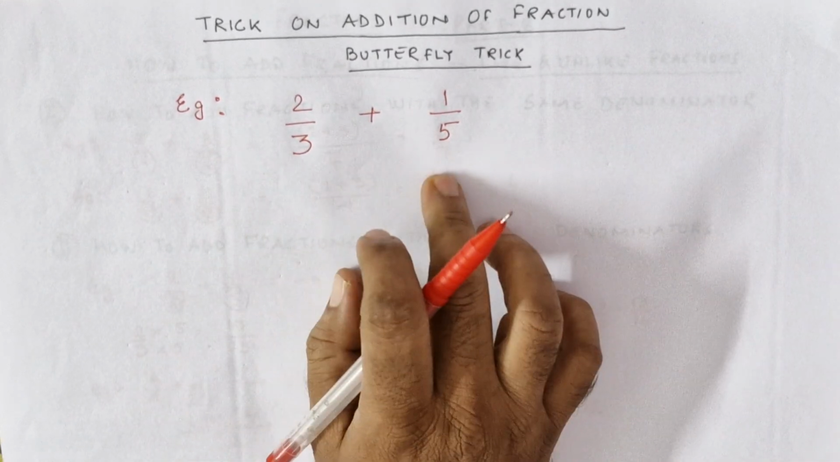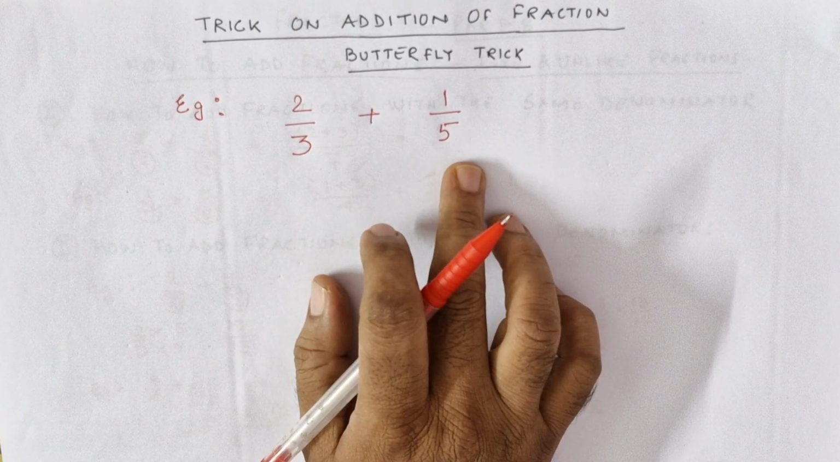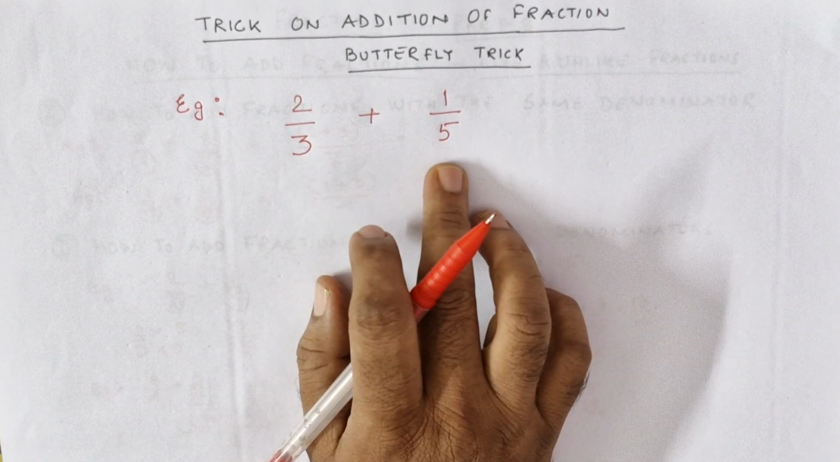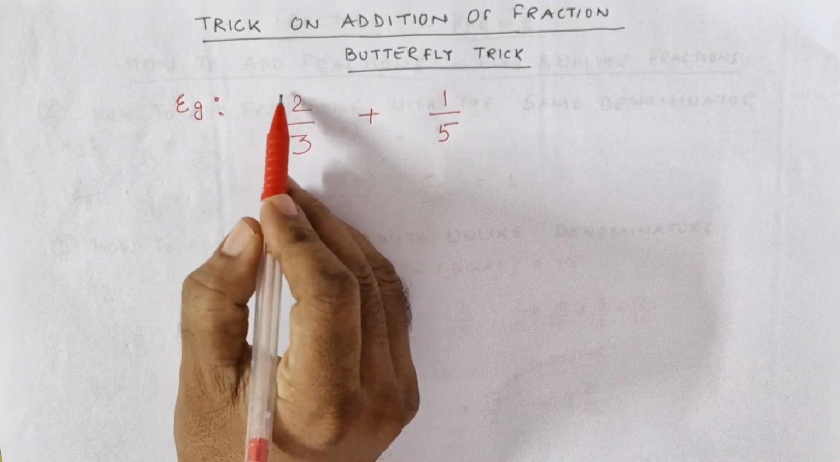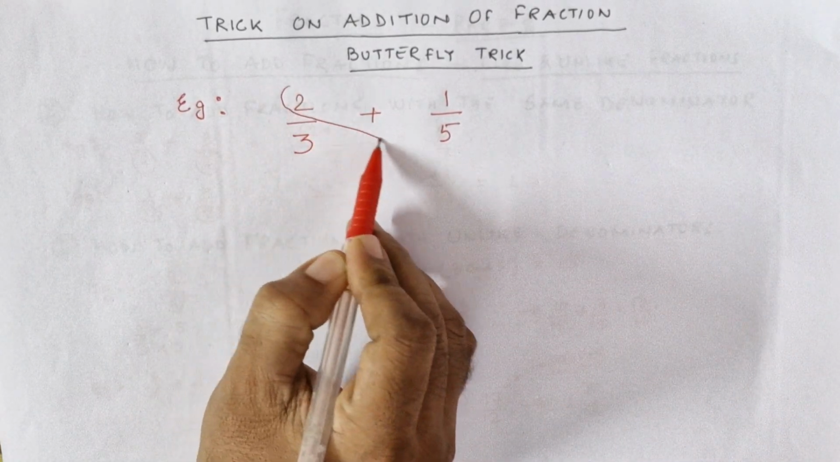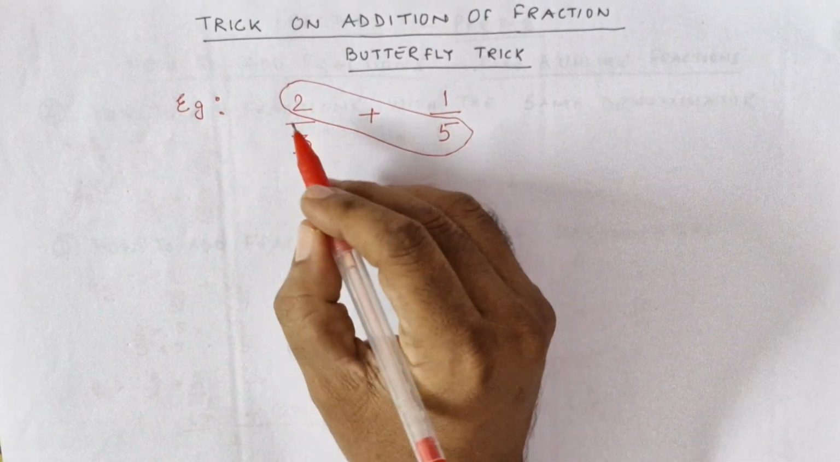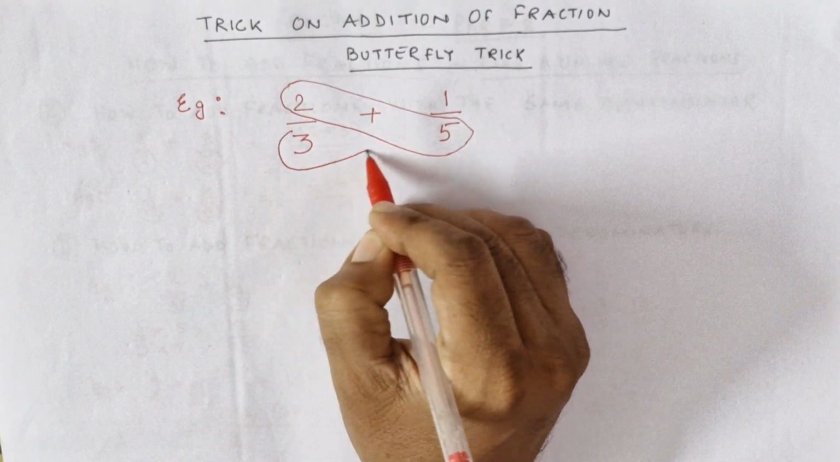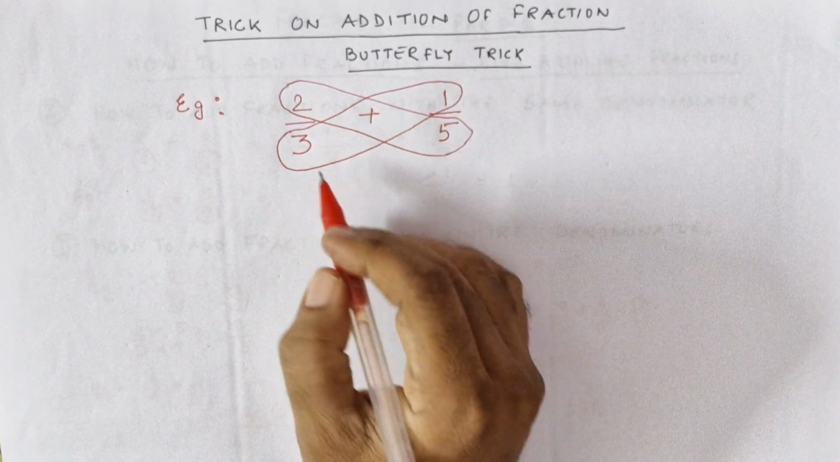Now see, what are these? These are unlike fractions, because the denominators are not the same. So let's do it fast. See here. Multiply. Again this one. Multiply. Looks like a butterfly, isn't it?